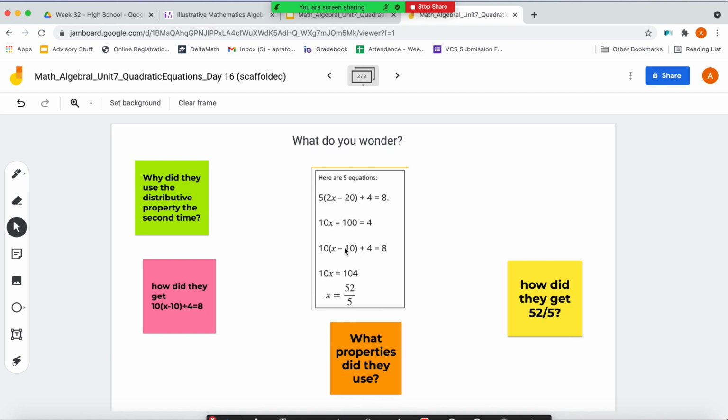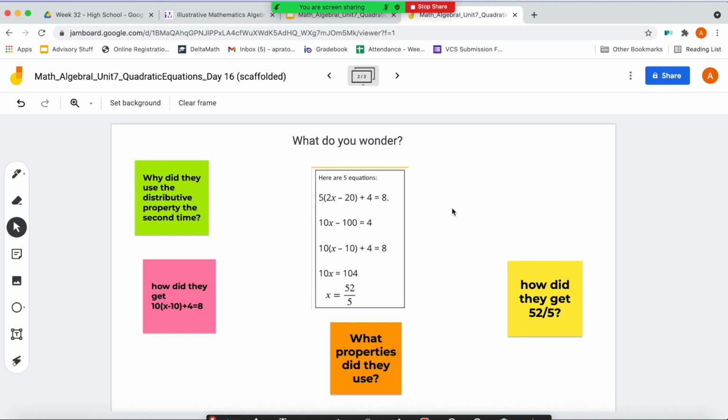What properties did they use? Again, connecting back, we can talk about the identity property. We can talk about multiplicative and additive inverse. Did they use the commutative property here? Did they use the associative property here? How did they get 52 divided by 5? And so that's another conversation you can have, just justifying getting from here to here as their answer.